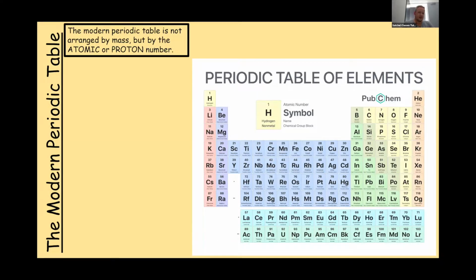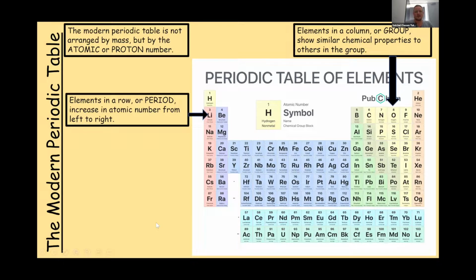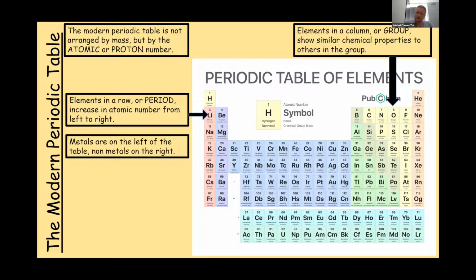The modern periodic table, just as a recap, is not arranged by mass, but by the atomic or proton number. Elements in a column or group show similar chemical properties to others in the group. Elements in a row or period increase in atomic number from left to right. So you can see from lithium to beryllium to boron, carbon, nitrogen, the atomic number is going 3, 4, 5, 6, 7, and so on. Metals are on the left of the table, with the non-metals on the right.